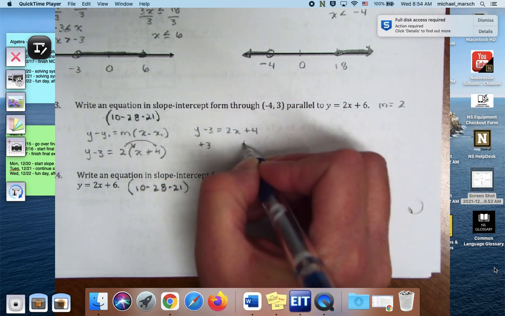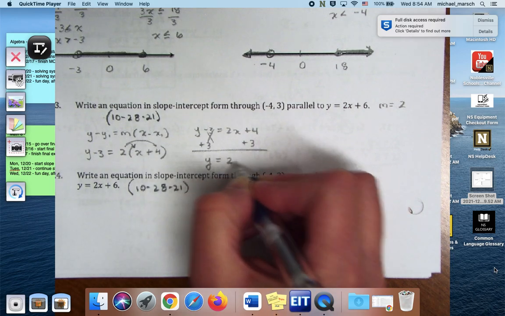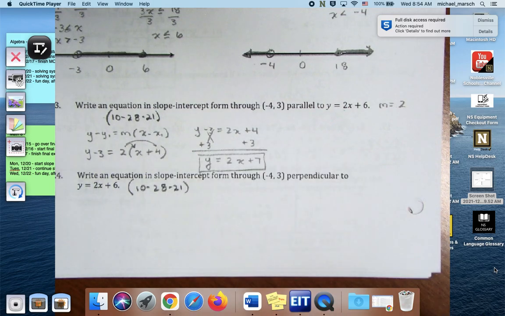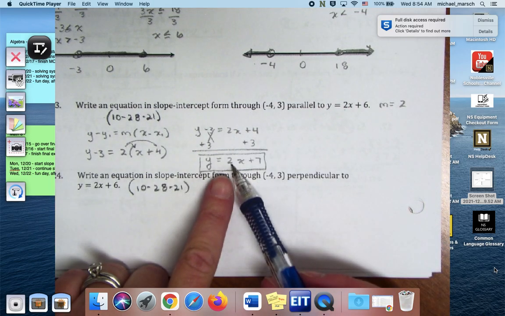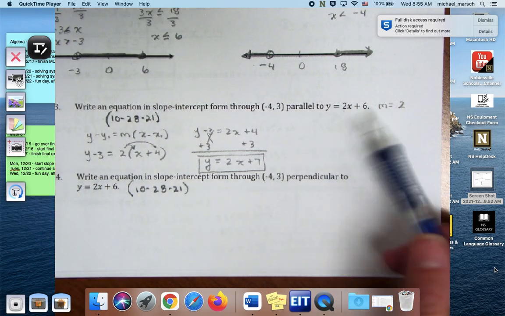Add the 3 to both sides. I'm trying to get slope-intercept form. Y equals 2x plus 7. So I took point slope form. I put it into slope-intercept form. My line is going to be parallel. It's got the same slope. So these two lines would be right next to each other, just 1 point away, really.